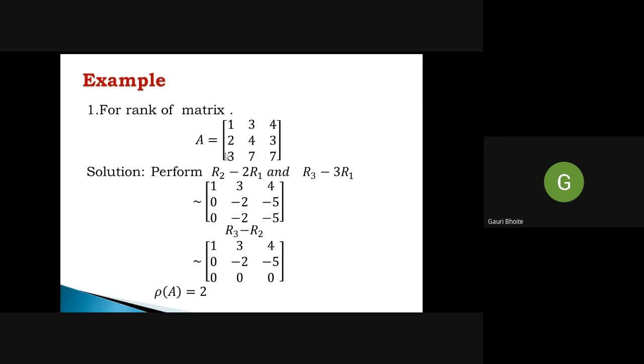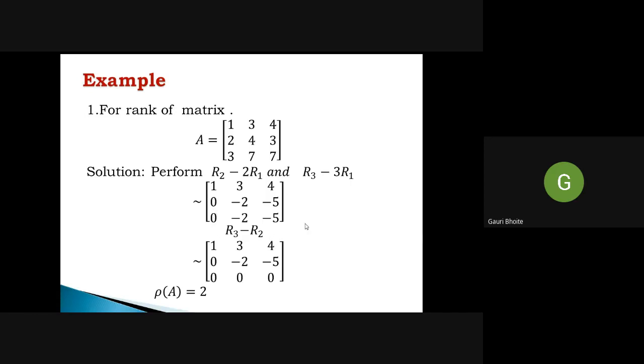Then I make this entry also 0, because I want zeros below A11. Therefore R3 minus 3R1: 3 minus 3 is 0, 7 minus 3 times 3, that is 7 minus 9, is minus 2, and 7 minus 3 times 4, that is 7 minus 12, is minus 5. So this is my matrix when I make the entries 0 below A11.